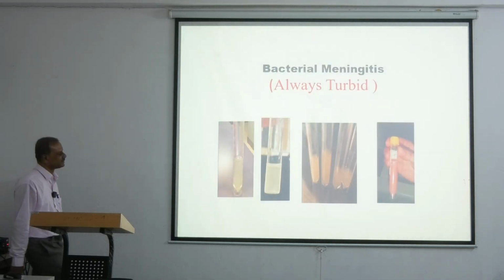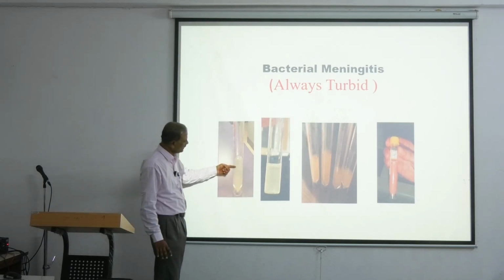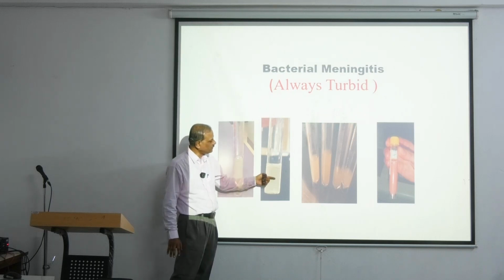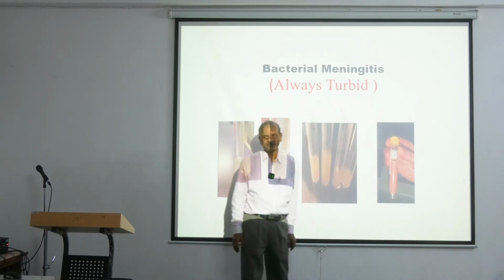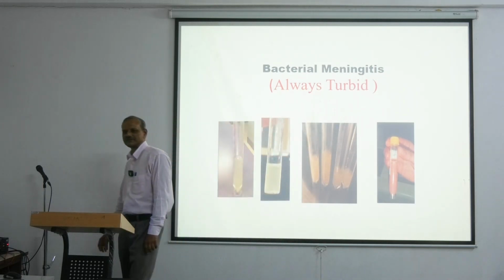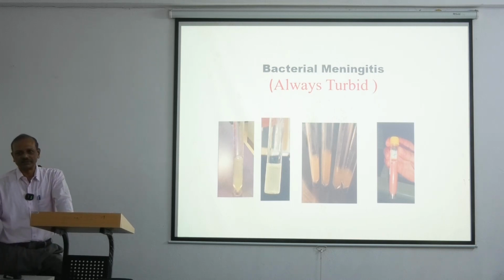Bacterial meningitis is turbid, always turbid. And you see the degree of turbidity: the more the infection, the more the turbidity, and this is a frank pus. Frank pus is there. So bacterial meningitis is always turbid, and the turbidity is directly proportional to the degree of infection. And what is this? These are basically dead RBCs, dead WBCs, plus bacteria, which is basically causing the turbidity.